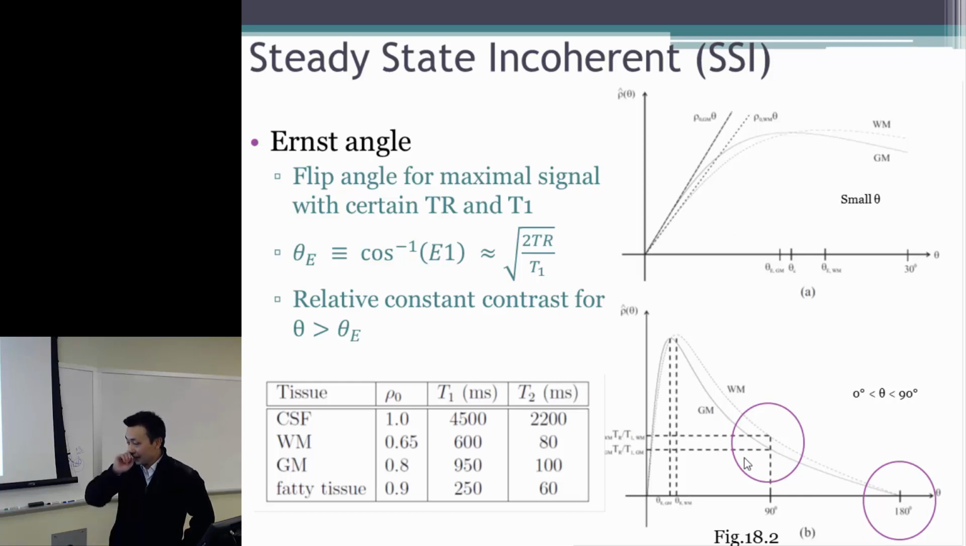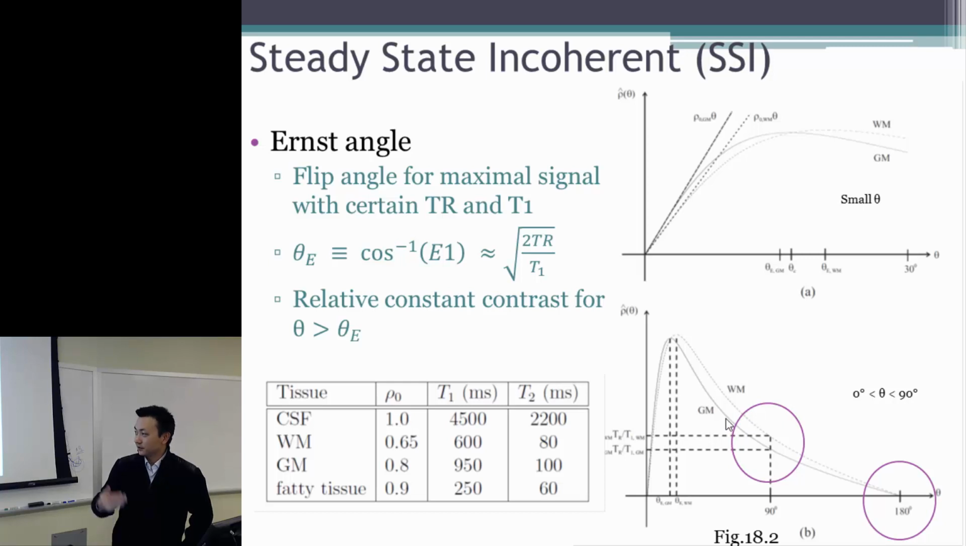Okay, so if we compare the signal difference between the gray matter and white matter, we can see that just very soon after the Ernst angle, the signal differences are basically very similar. They have been almost constant for a wide range of flip angles up till 90 degrees. So that means at this part, just above the Ernst angle, we can get a relatively constant T1 weighting in the images.